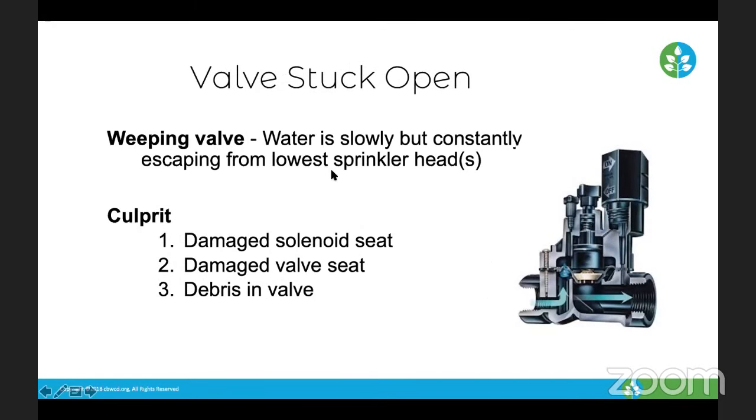So, weeping valve. This is the water that's slowly but constantly escaping from the lowest sprinkler head. When we say lowest, we don't necessarily mean that you have a slope or you're on the side of a hill, but there's always a sprinkler head either at the end of the zone or at the lowest level, because water always goes from high potential to low potential. So it always wants to go to that lowest area, and it will be seeping out.